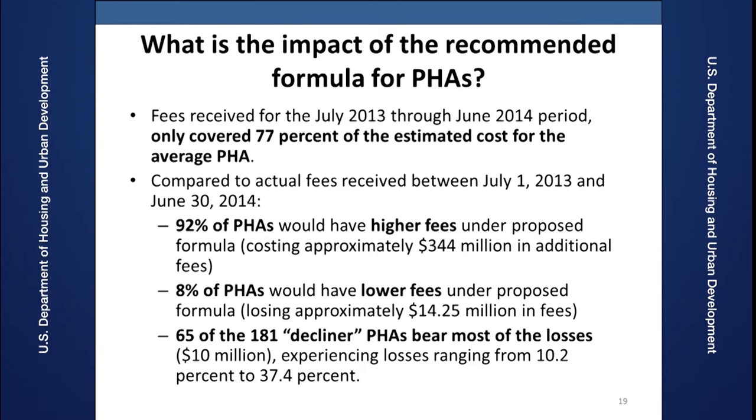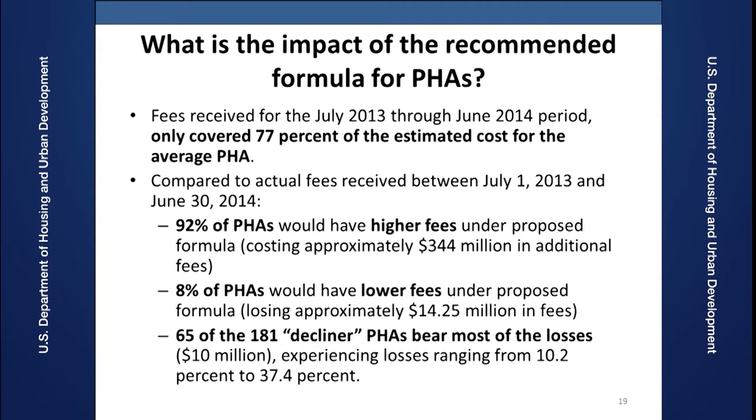So what is the impact of the recommended formula for PHAs? Again, the first point to make is that the study found that the fees received for the July 2013 through June 2014 period under the existing formula only covered about 77% of the estimated cost for the average PHA. Comparing to the fees received in that period, 92% of PHAs would have higher fees under the proposed formula compared to the existing formula, and 8% of PHAs would have lower fees.